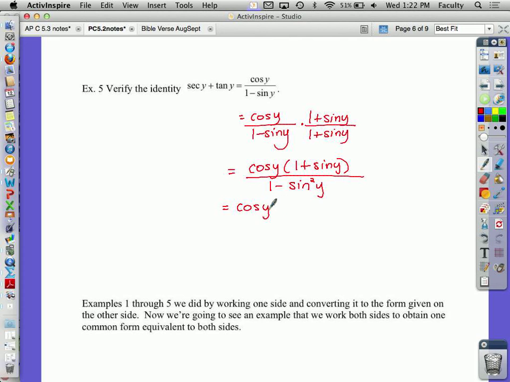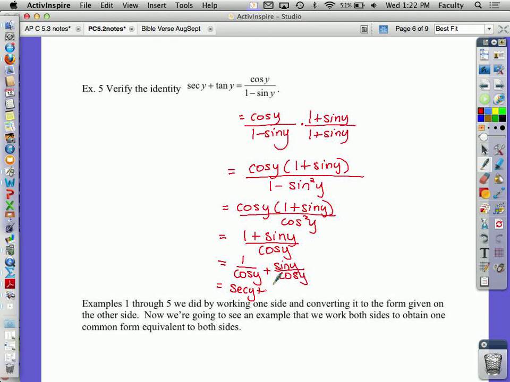So this becomes cosine y times 1 plus sine y over cosine squared y. Now, one of the cosines will cancel. And you do want to peek over the brick wall, and you're like, okay, I want to get secant y plus tangent y. How can I do that? If you have a single term in the denominator, you may break it apart, but that's not true if there's a sum or difference in the denominator. You can't do that. So that's secant y plus tangent y.